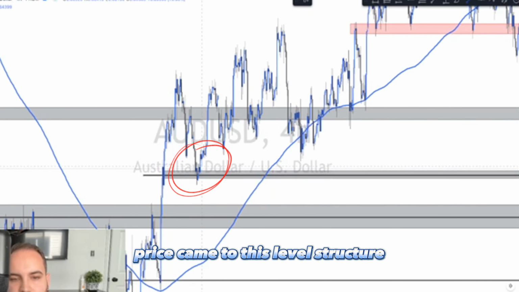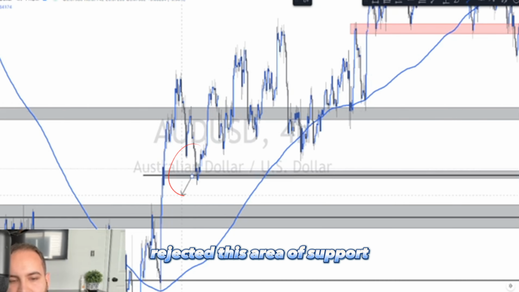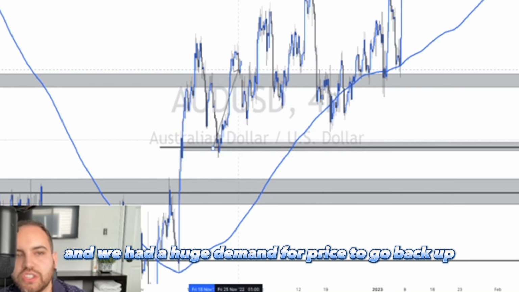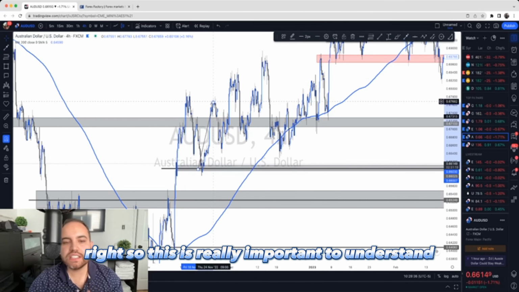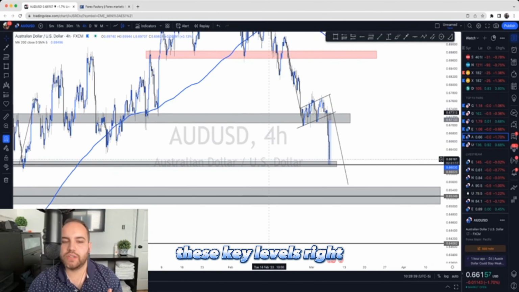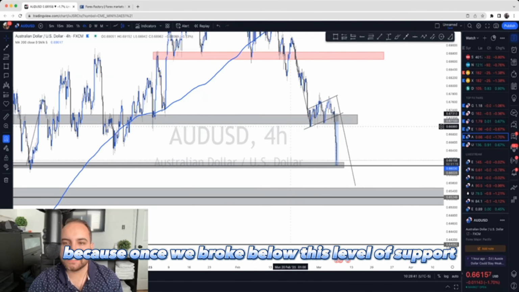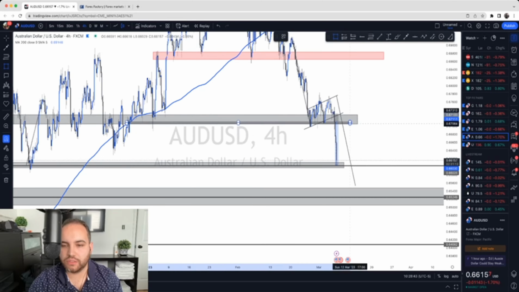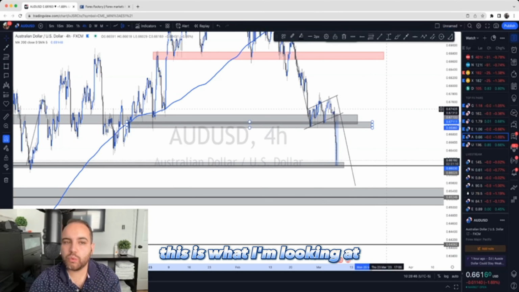Price came to this level of structure and then boom, rejected this area of support, and we had a huge demand for price to go back up, right? So this is really important to understand these key levels, right? Because once we broke below this level of support, which was quite significant, okay, I told you guys, I said, guys, this is what I'm looking at, okay?